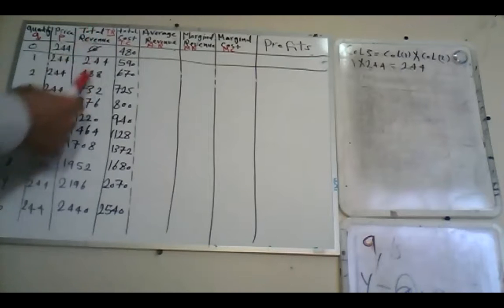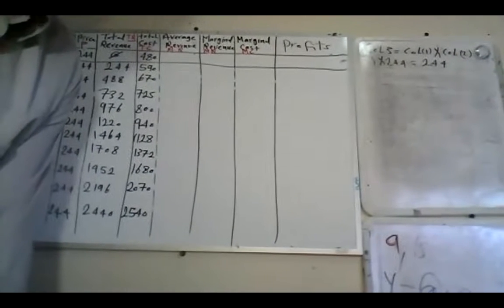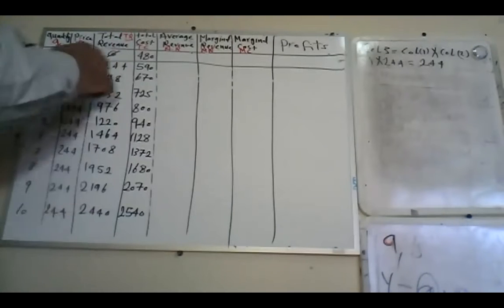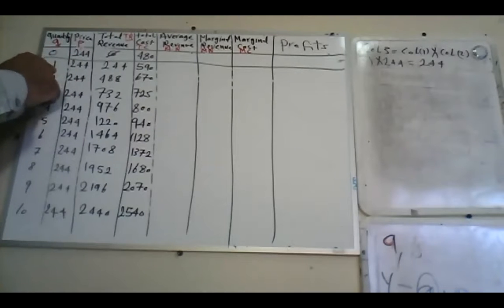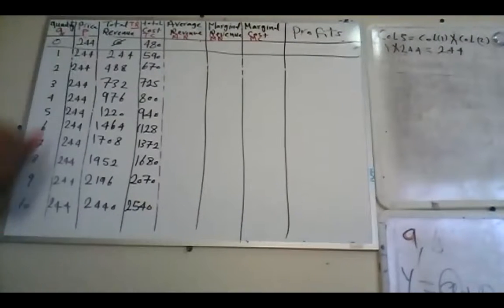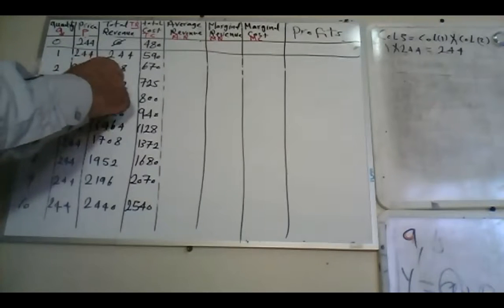Then we have the total revenues. How can we get the total revenues? Actually, the total revenue will be the price times the quantity. So the price, 244, times 1, gives me 244. The next one, 244 times 2, gives me 488.